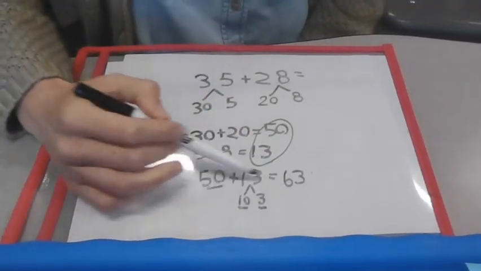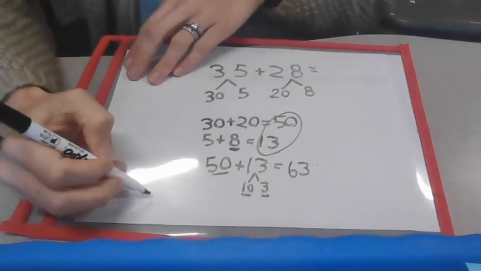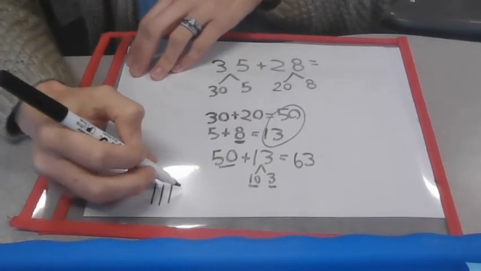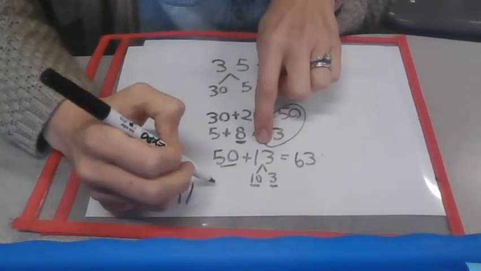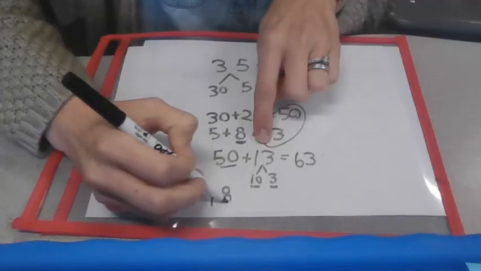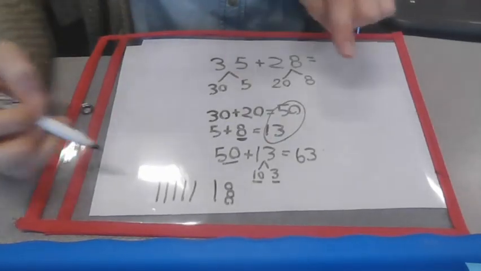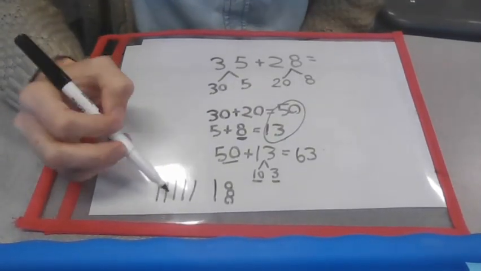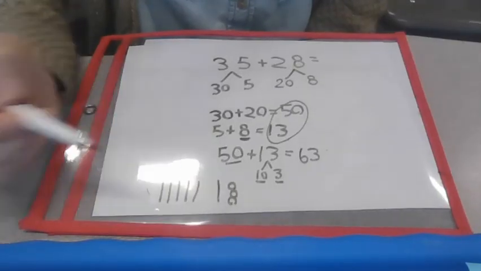Now, if your student's having a hard time with this, if they need to draw the place value blocks, 10, 20, 30, 40, 50, plus 13, 10, 1, 2, 3, they're allowed to do that. If they need that support, that is okay. So I know that my answer is 63.